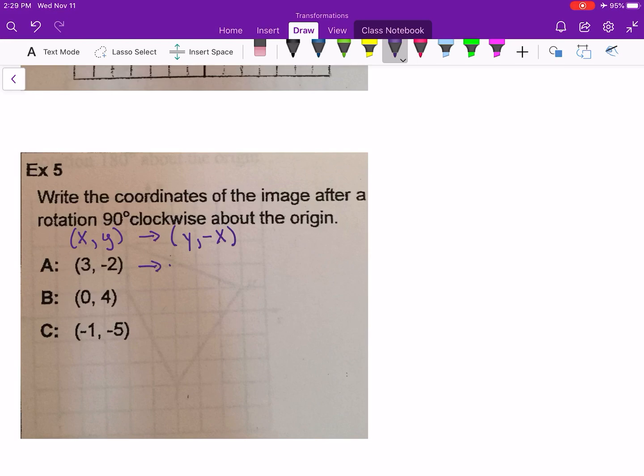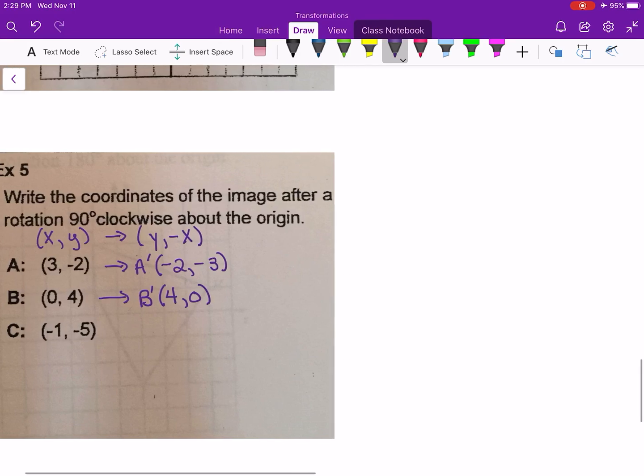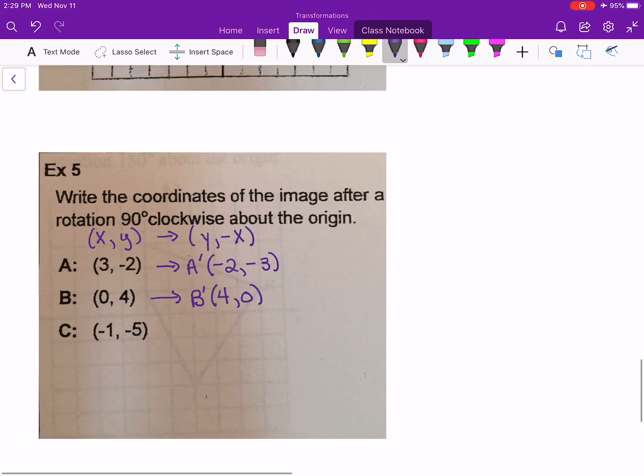So let's just follow the rule. A prime, it says put y first and the opposite of x next. So it becomes -2, -3. B prime, put the y first, the opposite of x, the opposite of 0 is still 0 because 0 doesn't have a sign. It's neither positive nor negative. And then finally C prime, follow the rule. It says y first, so -5. And the opposite of x, the opposite of -1 is a +1. And we have our points.